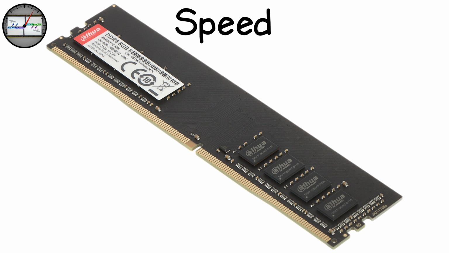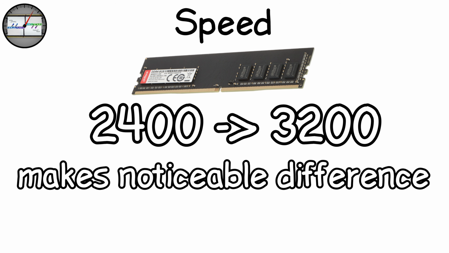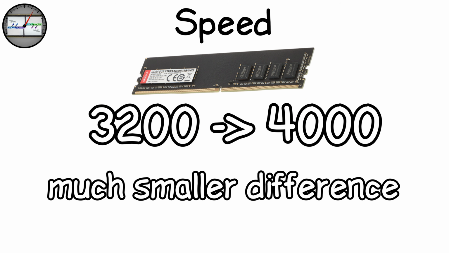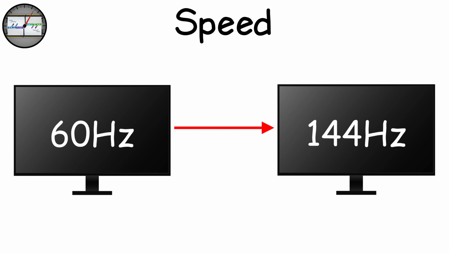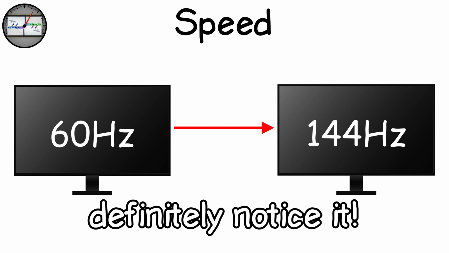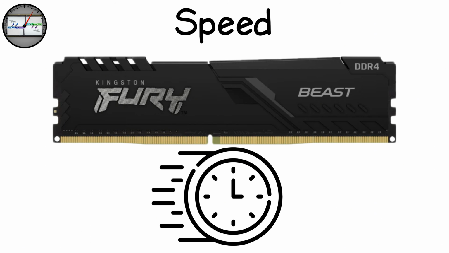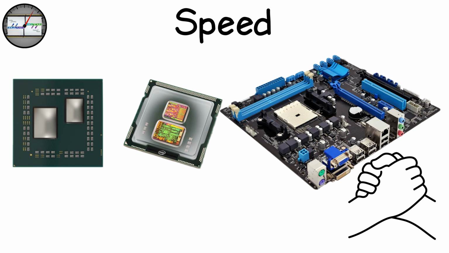There are diminishing returns with RAM speed. Going from 2400 to 3200 makes a noticeable difference. Going from 3200 to 4000 makes a much smaller difference. The performance gains get smaller as speeds increase. Similar to going from a 60 to 144 Hz monitor, you definitely notice it, but going from 240 to 360 Hz, barely noticeable. Your RAM speed is limited by two things: your CPU's memory controller and your motherboard support.